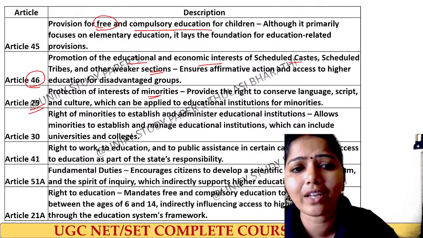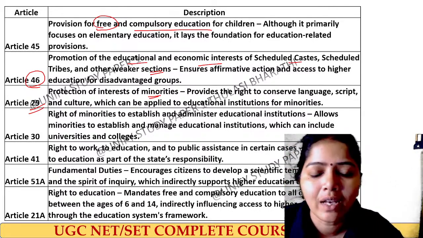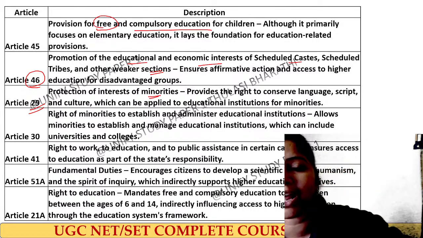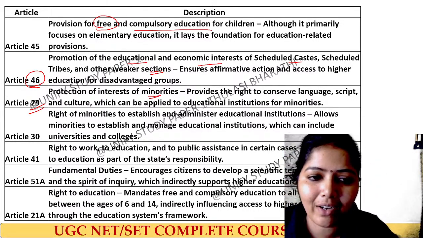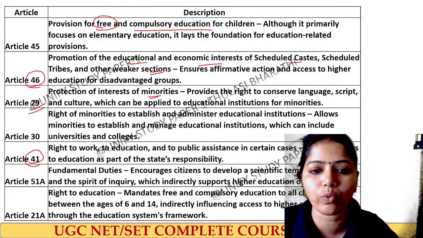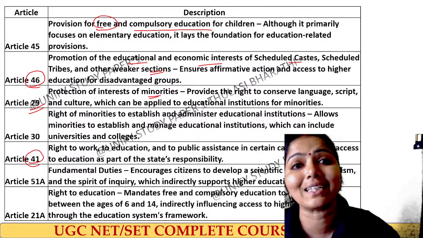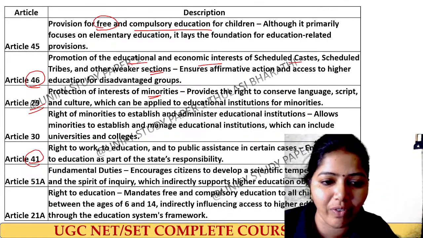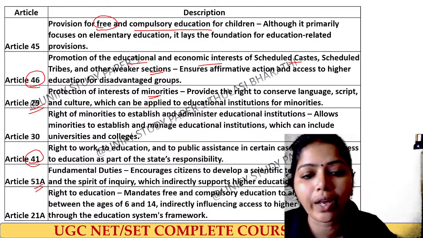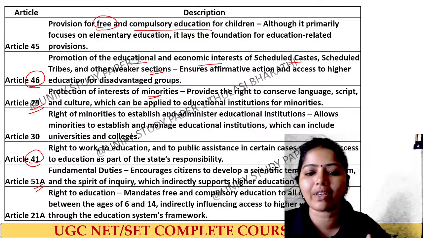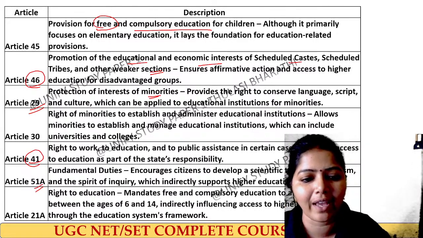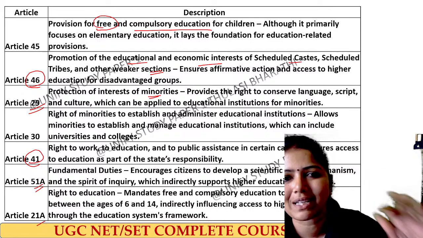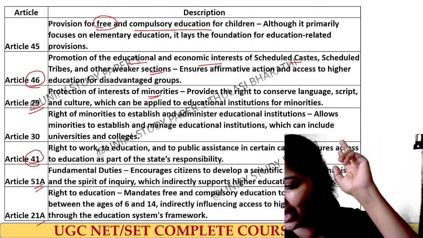Okay, 29 is protection of interests of minorities. 30 is the right for minorities to establish institutions. And then Article 41 is right to work, education and public assistance in certain cases. So having that responsibility, Article 41. 51A is for fundamental duties, so that we can be a part of it. And then Article 21A, right to education, where it gives free and compulsory education to all children. Note it down, we can expect a question.